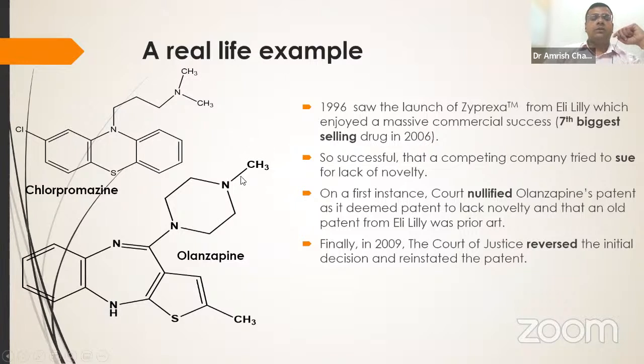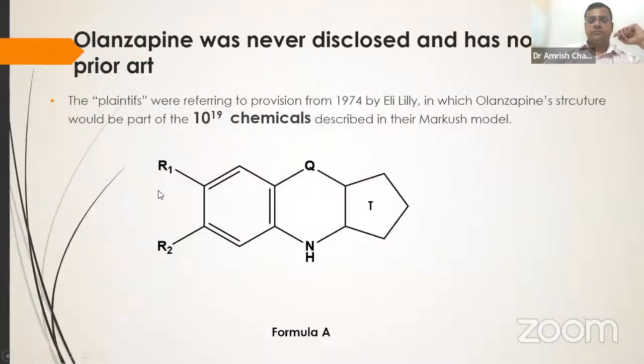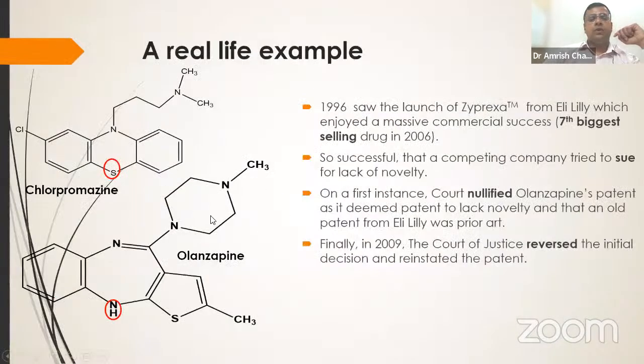Everybody wants their competitor not to succeed, so they just wanted to destroy this molecule. They filed, saying that this structure is very much similar to the chlordiazepine structure, and this should not be patented. So on the first instance, the court nullified olanzapine's patent, deeming it to lack novelty, as the old patent from Eli Lilly was a prior art. But in 2009, the court reversed the initial decision and reinstated the patent. So initially, the court rejected this patent and stopped this molecule from being marketed, but later on, they said that this olanzapine is a new molecule.